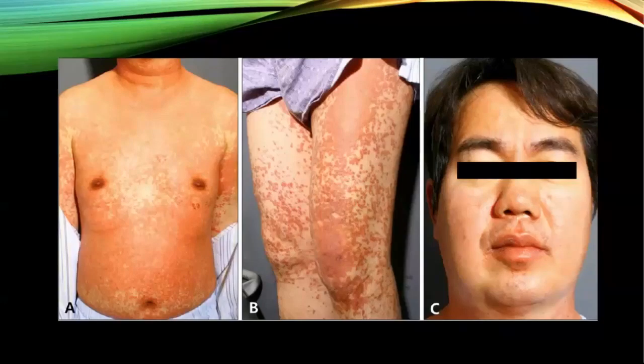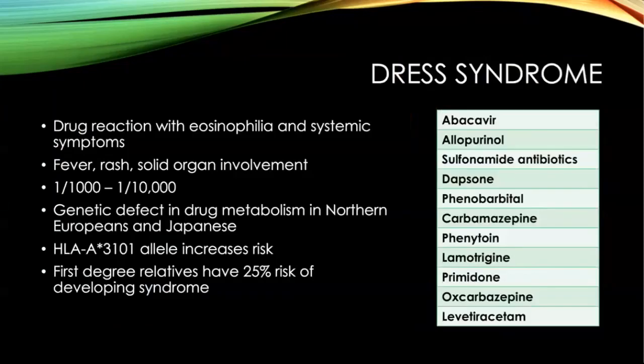So this is an example of DRESS syndrome, which is drug reaction with eosinophilia and systemic symptoms, also called drug hypersensitivity syndrome, and it's a severe adverse drug reaction characterized by fever, rash, and solid organ involvement. Now, it's classically discussed in the setting of anti-epileptics and occurs from anywhere from 1 in 1,000 to 1 in 10,000 uses of the aromatic epileptics, such as phenytoin, carbamazepine, phenobarb, primidone, and lamotrigine.